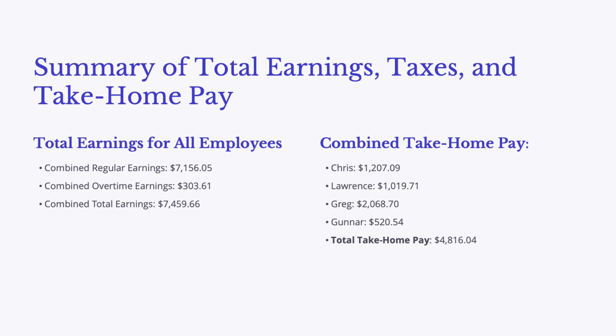Now, to summarize, the total combined earnings for all employees are $7,459.66. After taxes, the total take-home pay across all employees is $4,816.04. Accurate payroll calculations, including taxes and deductions, are essential in ensuring employees receive fair compensation and all legal requirements are met.